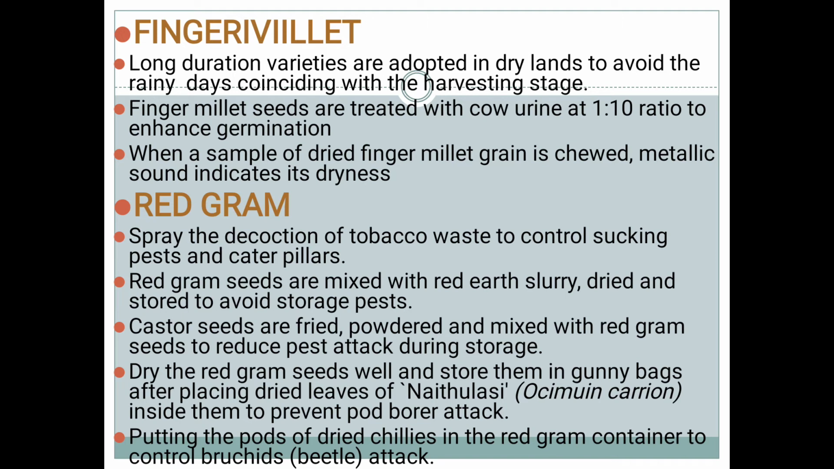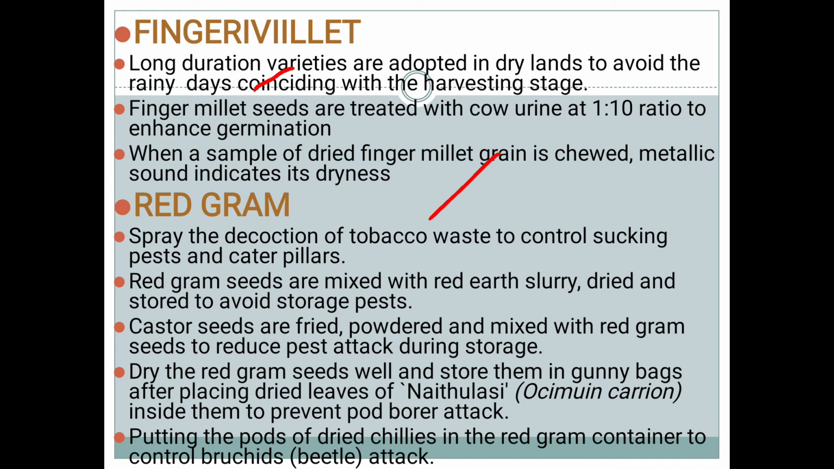Finger millet long duration varieties are adopted in dry lands to avoid the rainy days coinciding with the harvesting stage. Finger millet seeds are treated with cow urine at 1:10 ratio to enhance germination. When a sample of dried finger millet grain is chewed, a metallic sound indicates its dryness.